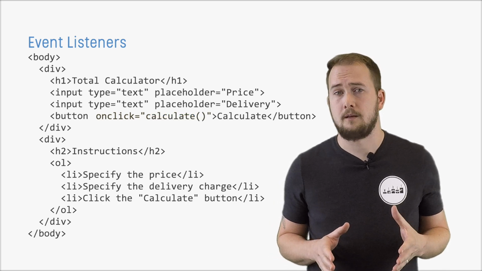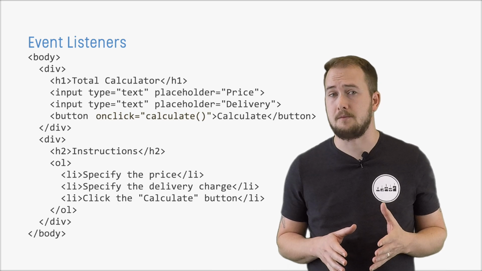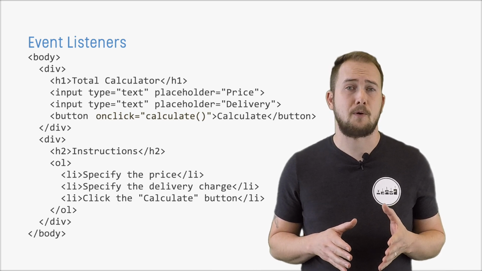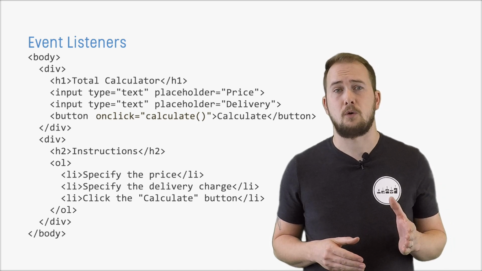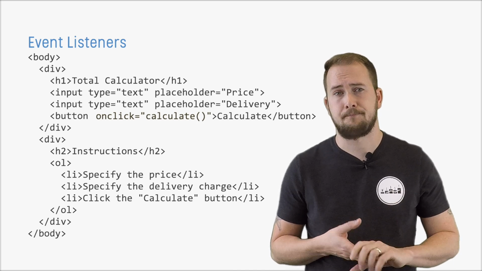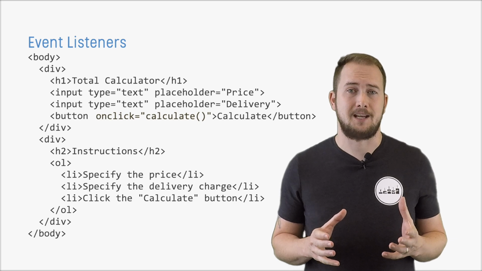The goal here is to extract the values from the two input boxes, use them as parameters in our existing calculateTotal function, and present the resulting value back to the user. So how do we get those input values?